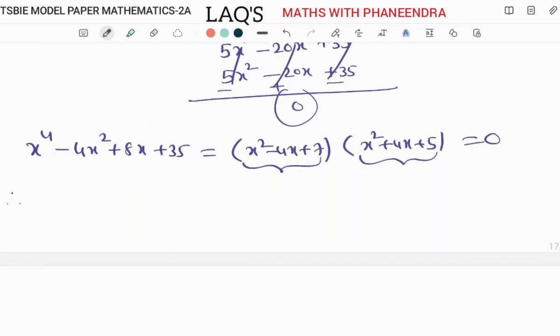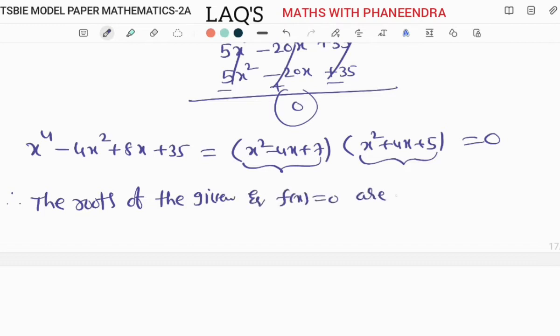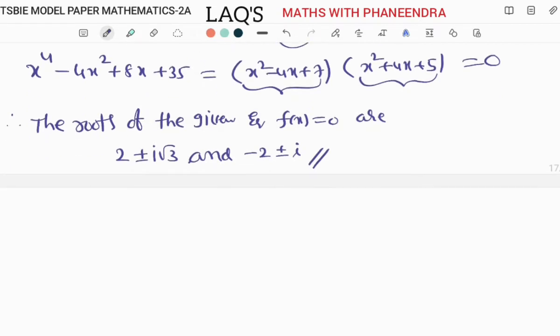Therefore ultimately I am writing here the roots. Two methods I introduced here, whichever is easy for you, you can do. The roots of the given equation f of x equal to 0 are 2 plus or minus i root 3 and minus 2 plus or minus i. So these are the roots. We'll move to the next question.